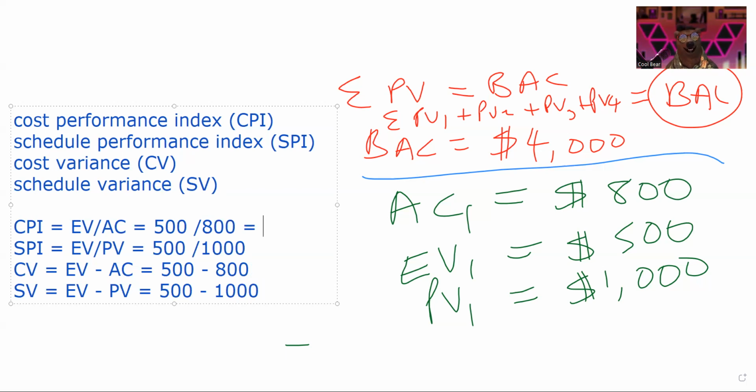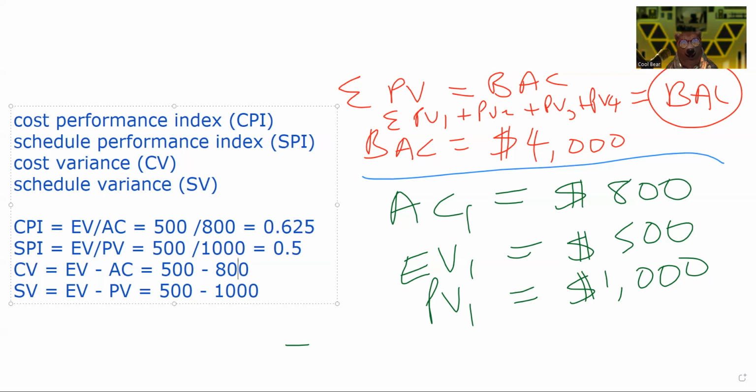What is 500 divided by 800? That is equal to 0.625. The schedule performance index is 0.5.